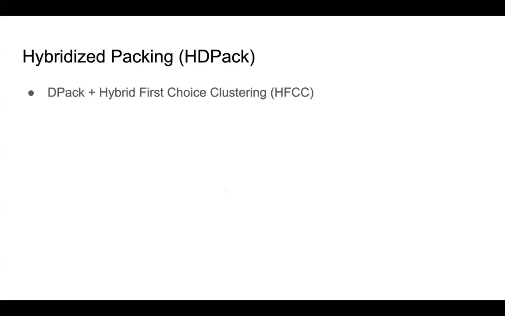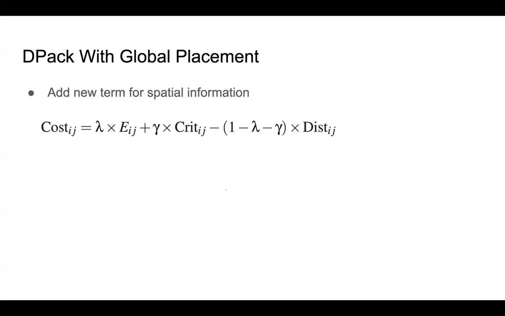Oh wait, sorry, can you go back? Dist, is that literally the distance in tiles? This is the distance in tiles divided by the size of the FPGA. Gotcha. Okay, because I was worried because E and crit, I think, are numbers between 0 and 1, or at least really close to that. Yeah. So if you have dist, that would really overwhelm your cost terms. That makes sense. Yeah, they normalized it to the size of the device. Gotcha. That's actually a really important thing. Cool.